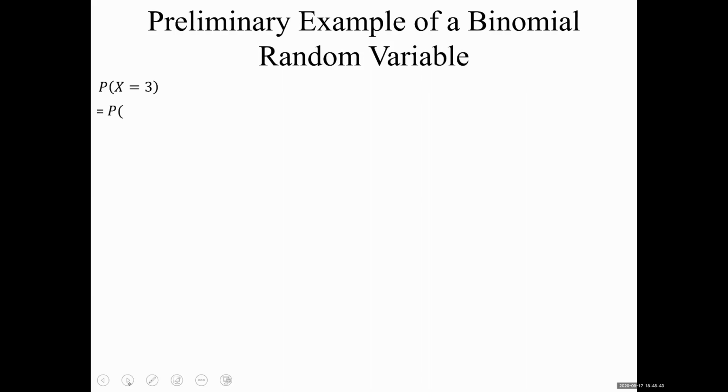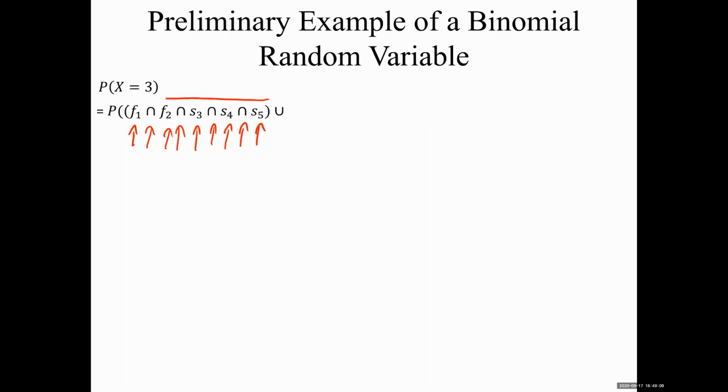Well, one way to get exactly 3 successes is this way. Take a look at what this says. The first draw is a failure, and the second draw is a failure, and the third is a success, and the fourth is a success, and the fifth is a success. The little subscripts are which draw I'm on. Do you agree that if that happens, I get exactly 3 successes? Yes. But that's only one way to get exactly 3 successes. So now I have to list them all.